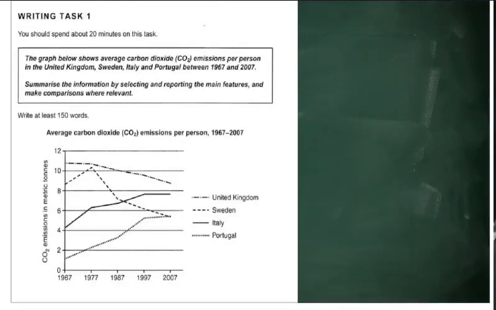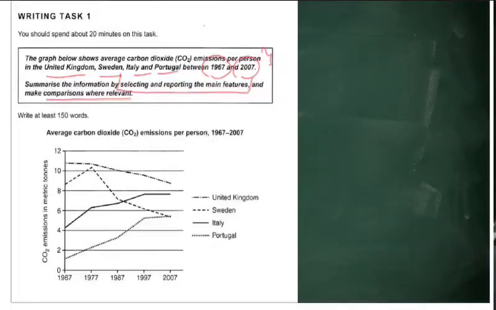Now here, we have a singular one, and again, the instructions are given. It says the graph below shows the average carbon dioxide emissions per person in the UK, Sweden, Italy, and Portugal. So they've given you these places, and between two dates, 1967 and 2007, you're supposed to summarize the information by selecting and reporting on the main features.